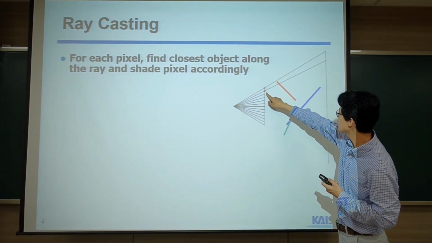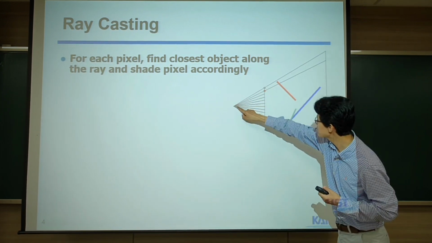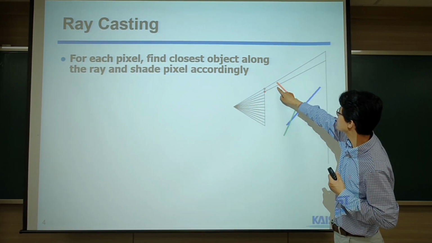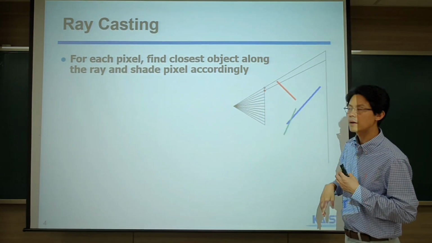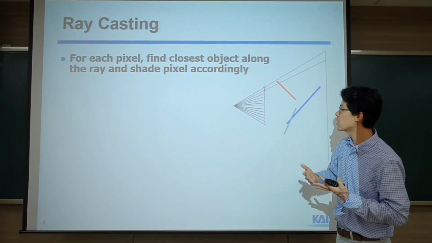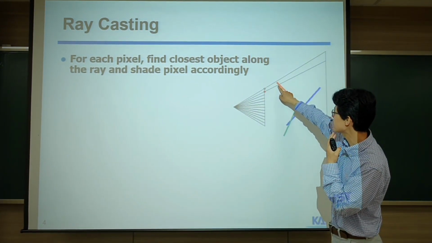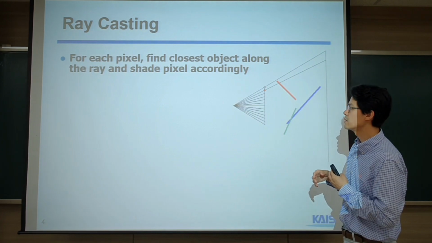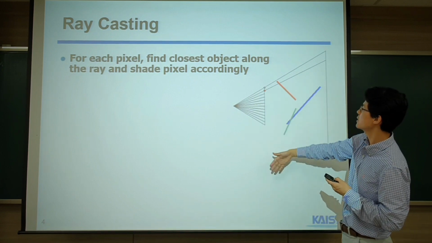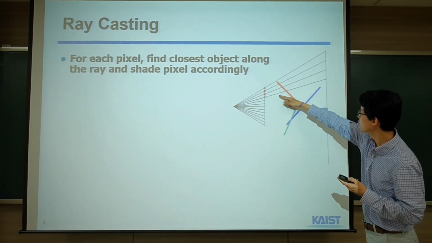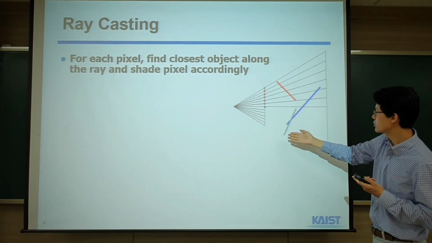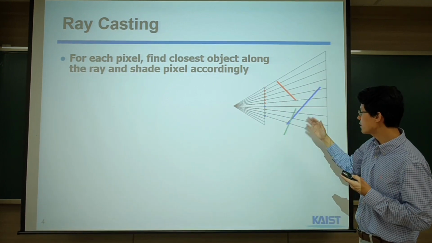Then for the next pixel, we also generate another ray from the origin passing through the center of this pixel point, and we find the closest object along that ray and compute the color. We can utilize Phong illumination at the intersection point, evaluating the ambient, diffuse, and specular terms. And then we keep doing that. For another one, we got the red color. For this one, the ray intersects with this blue triangle, so we got the blue color, and we keep doing that.